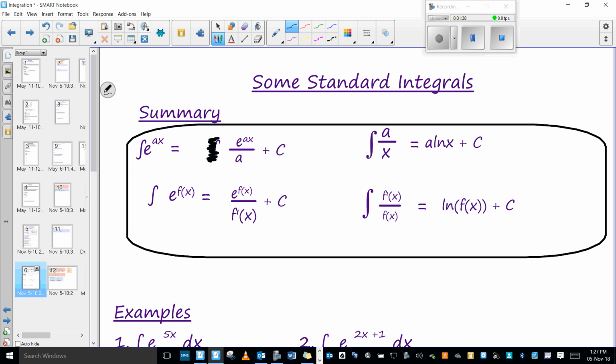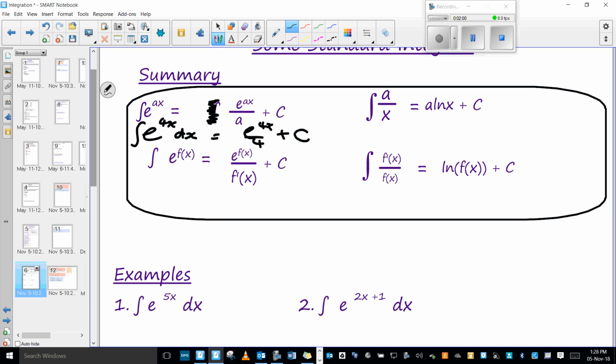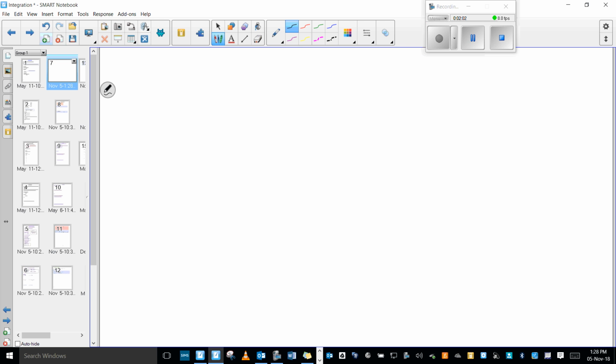For example, if you had the integral of e to the 4x, then actually you should have dx here. It would be e to the 4x over 4. So if you recall, I don't want to confuse people. If we had e to the 4x and we were differentiating it, it would be e to the 4x multiplied by 4. Remember that?